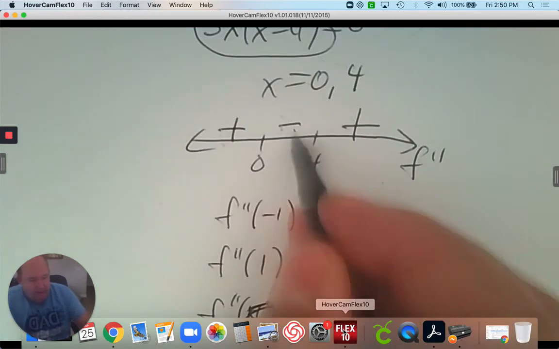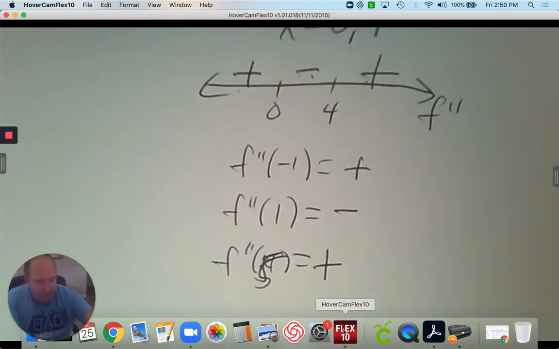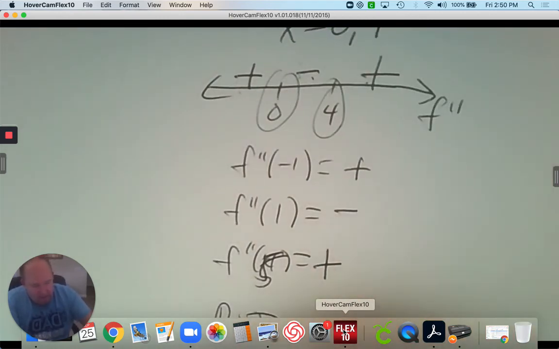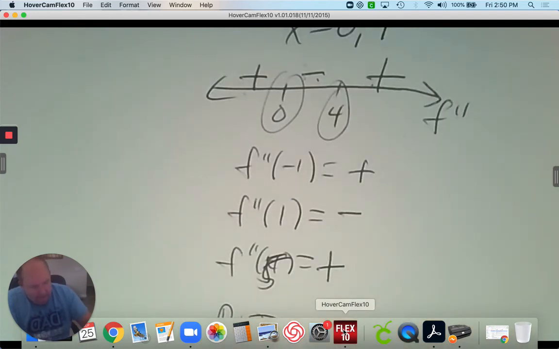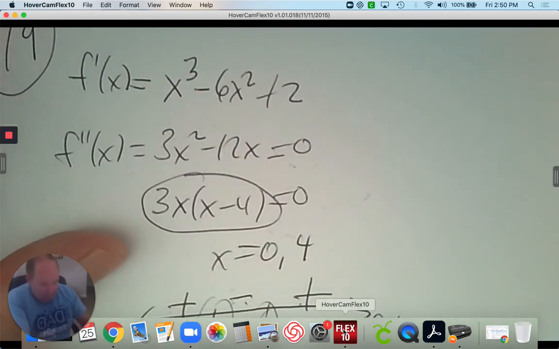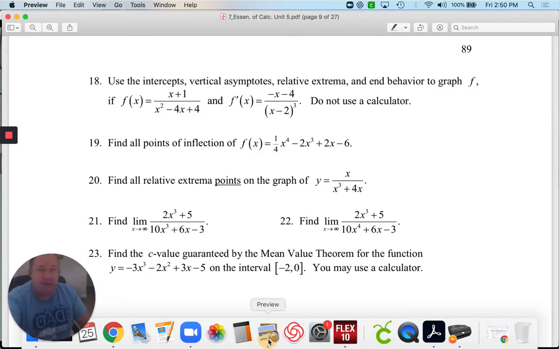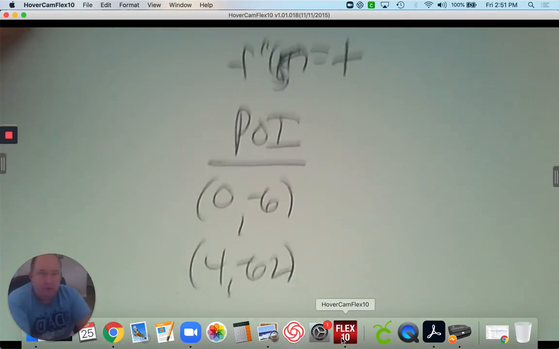So if there's a concavity change and the derivative is fine, there's no restrictions for the second derivative. Here and here are your points of inflection. So at 0 and at 4, and then you go back to find, so 0 gives me 2. No. I need to go back to the actual function. I didn't even write that down. So 0 gives me negative 6, and if I plug in 4, I'll do the work for you, it gives me negative 62. So those are your points of inflection.